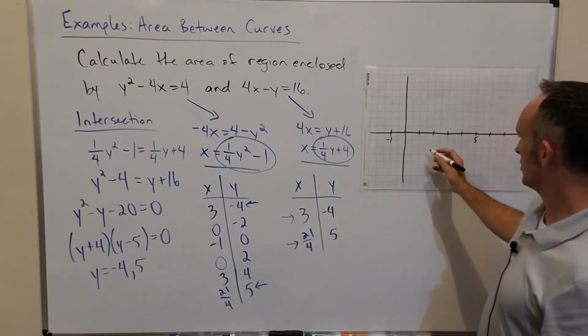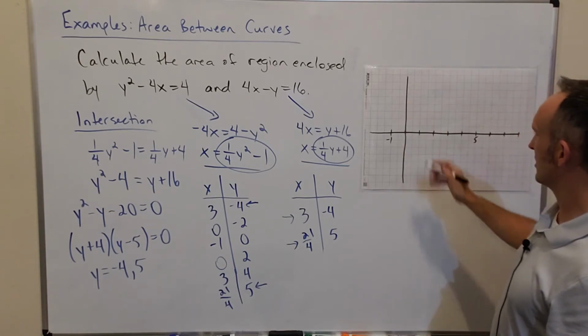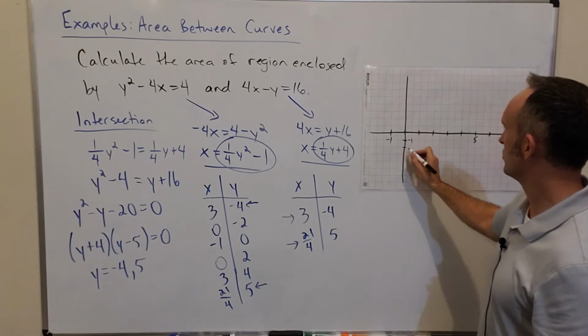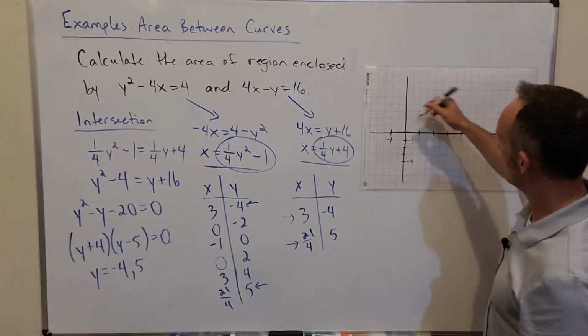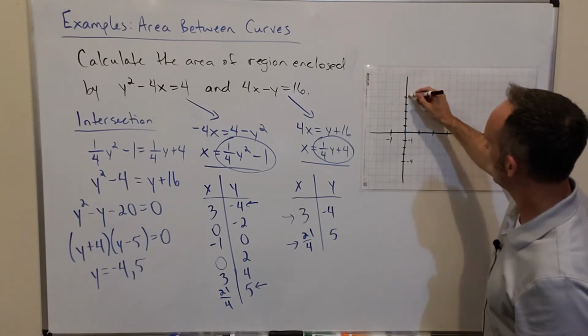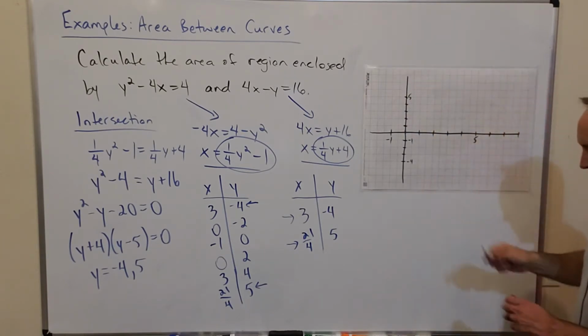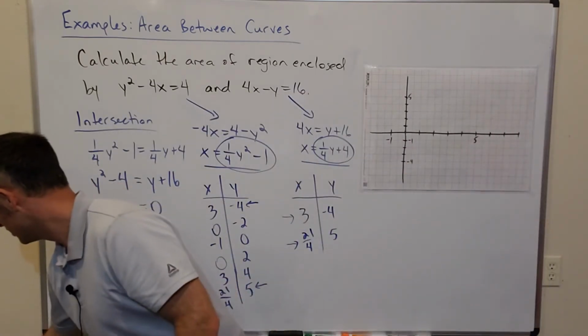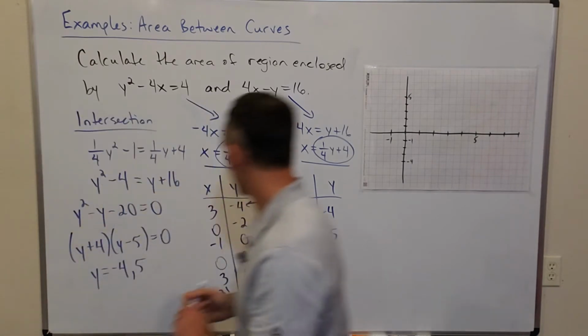So I'm going to actually use a different scale for my y-axis because I have less room. So there's -1 on my y-axis, -2, -3, -4 is right there. And I'll go up to 5, so 1, 2, 3, 4, 5 is there. Okay, so we've got our grid set up. Now let's graph the two functions.